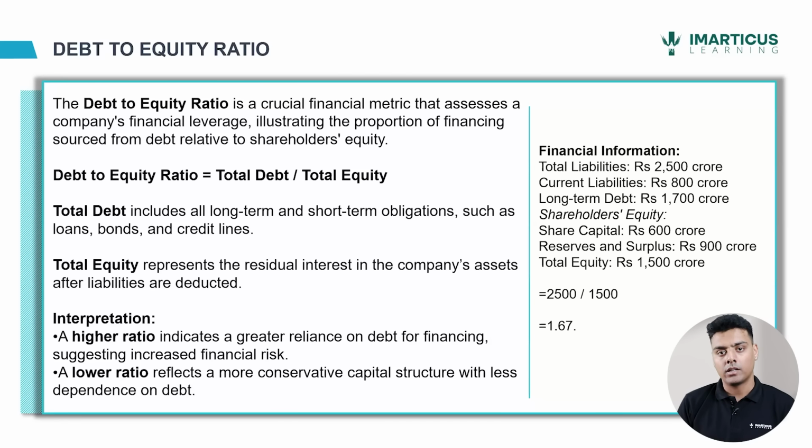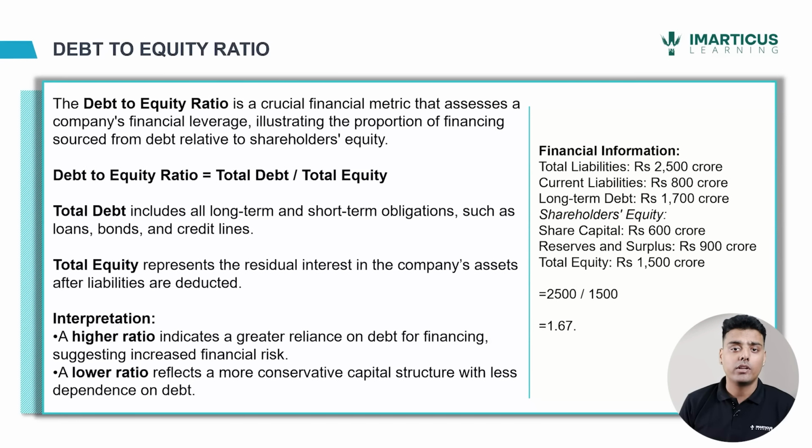Let's look at a question. Let's assume a company has total liabilities of 2,500 crores, out of which the current liabilities are 800 crores. Therefore, the long-term debt would be 1,700 crores. Now, if I were to look at the shareholders' capital, the shareholders' capital is made of 600 crores of share capital and reserves and surplus to the extent of 900 crores. So now the total equity is 1,500 crores. Now, for a company which has 1,500 crores worth of equity and 2,500 crores of borrowings, what does that mean?